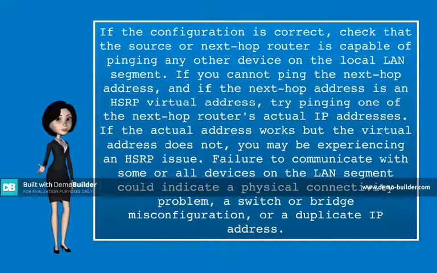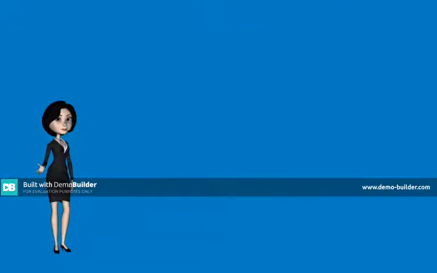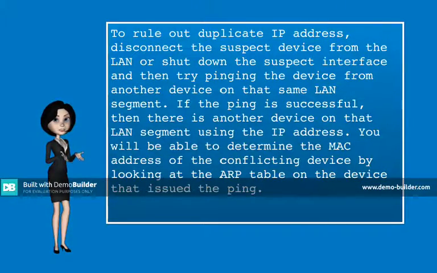Failure to communicate with some or all devices on the LAN segment could indicate a physical connectivity problem, a switch or bridge misconfiguration, or a duplicate IP address. To rule out duplicate IP address, disconnect the suspect device from the LAN or shut down the suspect interface and then try pinging the device from another device on that same LAN segment. If the ping is successful, then there is another device on that LAN segment using the IP address. You will be able to determine the MAC address of the conflicting device by looking at the ARP table on the device that issued the ping.